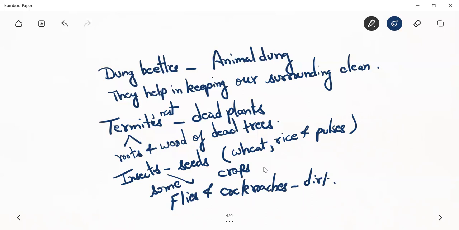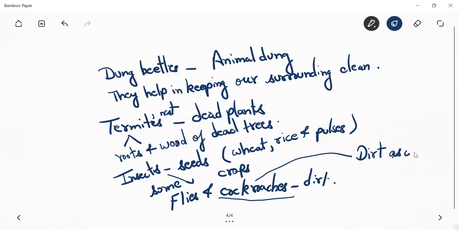We try to avoid them coming to our kitchen because of which we get food poisoning. Why? Because cockroaches carry dirt as well as germs. And in this way, they spread diseases. When they come in contact with our food, they spread disease. Okay. Understood.